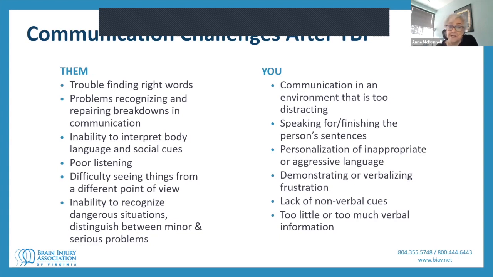Folks with brain injuries sometimes have problems recognizing and repairing breakdowns in communications. They don't realize that the wheels have gone off the wagon, or that they've irritated somebody, or said the wrong thing. And they don't necessarily interpret body language and social cues. You know, one of the things that I said earlier was that the frontal lobe is responsible for abstract thinking.